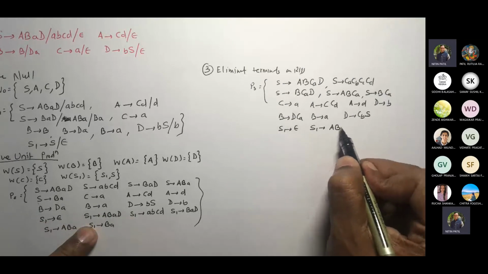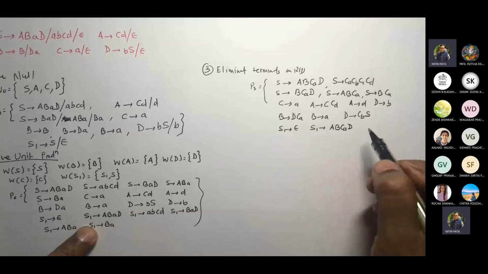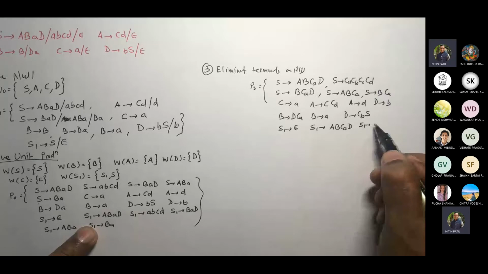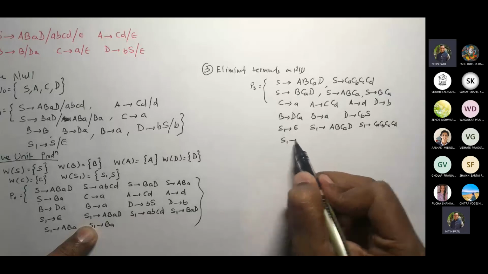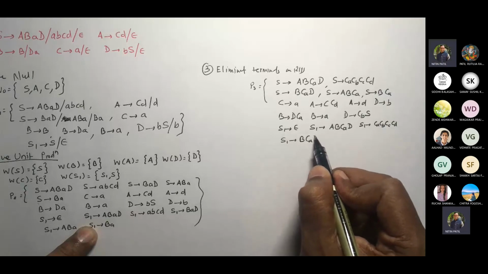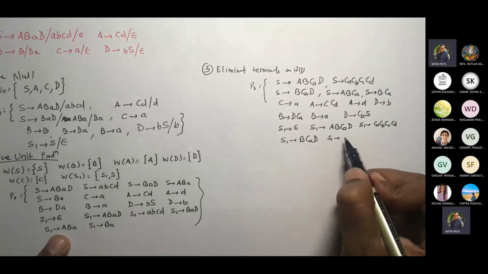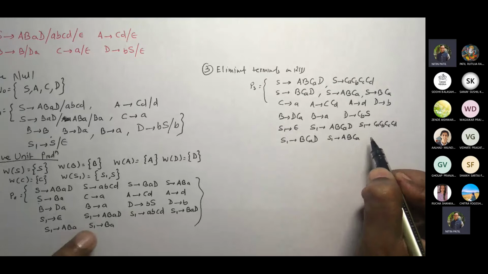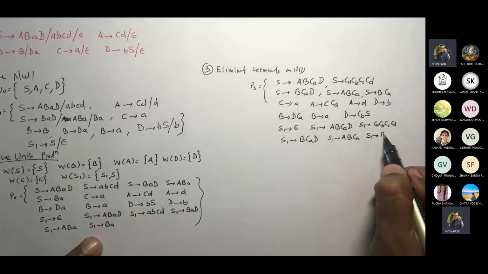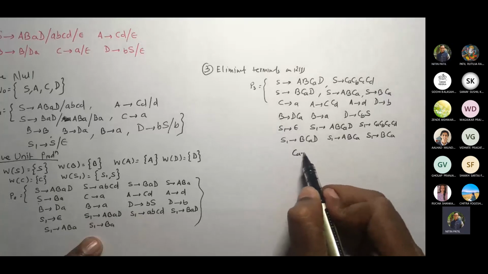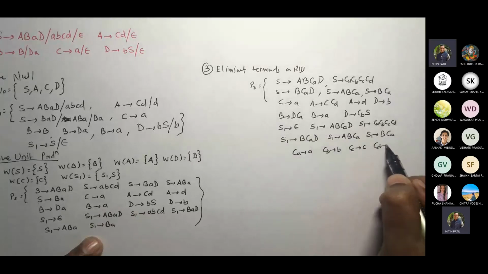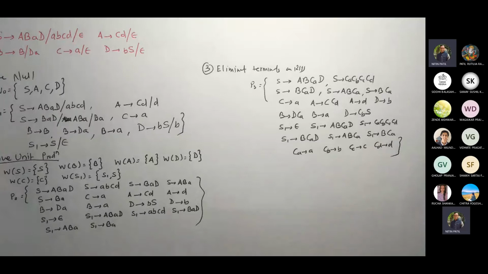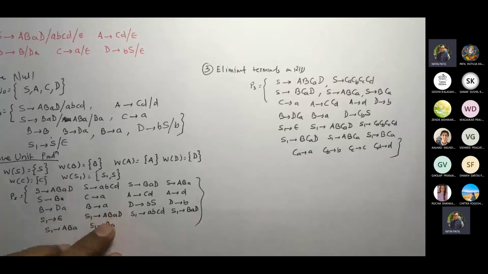S1 gives A, B, CA, D. S1 gives CA, CB, CC and CD. S1 gives B, CA, D. S1 gives A, B, CA. S1 gives B, CA and CA gives A, CB gives B, CC gives C and CD gives D. Is this fine? Yes, sir. Okay. Now, fourth is what?